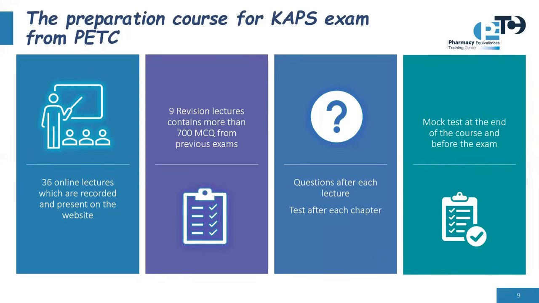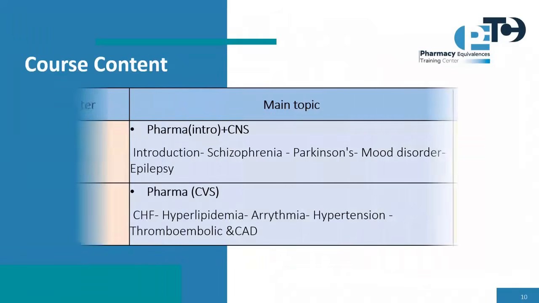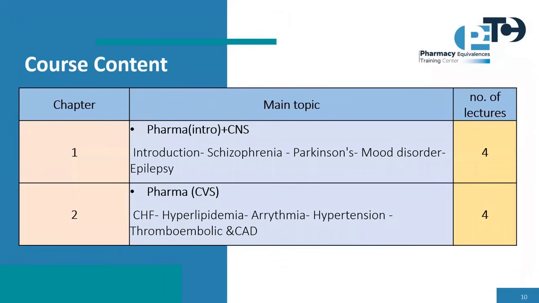Okay, now let us see what the content of our course is. We will have 36 lectures distributed in 10 chapters. The first chapter will be Pharmacology and the CNS, Pharma Introduction and CNS. We will start the first lecture in the coming lecture with Introduction to Pharmacology and Autonomic Nervous System. Then we will have another 3 lectures about CNS disorders and their treatments, like schizophrenia, Parkinson's, mood disorders, epilepsy. Those will be covered in 4 lectures.